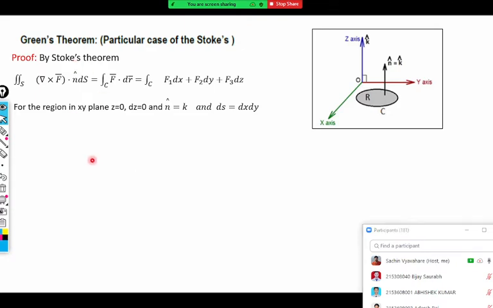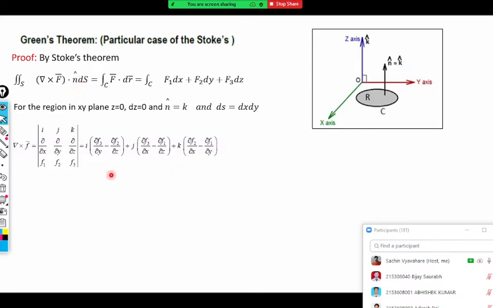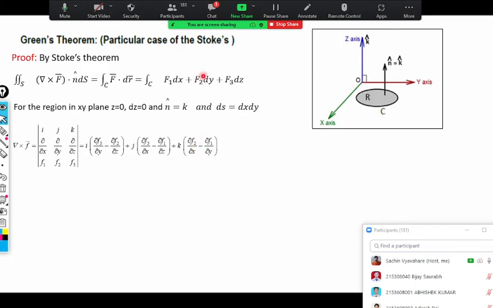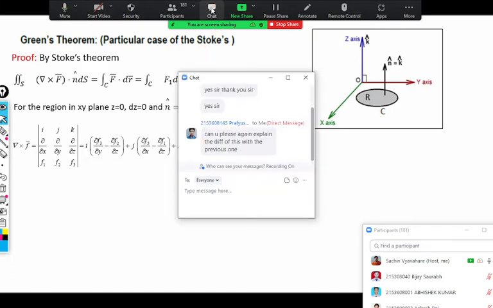So the next thing is here. This del cross f bar, this curl f bar, by definition, is a determinant evaluated. Okay. Now, can you tell me what should be the value of del cross f bar dot n cap? Dou f2 by dou x minus dou f1 by dou y. Correct. Very good. So this is the curl f bar vector, and we have to take the dot product of curl f bar with k only. So k dot k is 1, i dot k is 0, j dot k is 0. So only this term remains there.